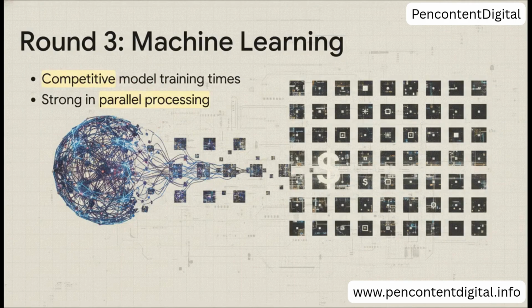And in our final round, the heavyweight division, machine learning. Graviton really proved it's a serious competitor here. It delivered some really competitive training times, especially for tasks that can be broken up and processed in parallel across all its cores. What this all means is that it offers an absolutely fantastic cost-to-performance ratio for training your ML models.